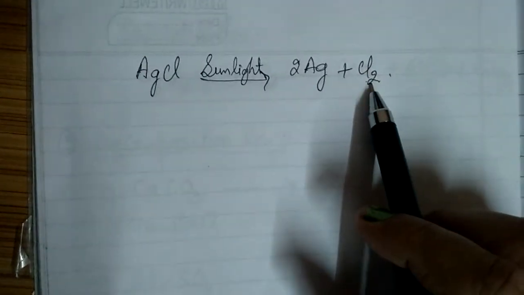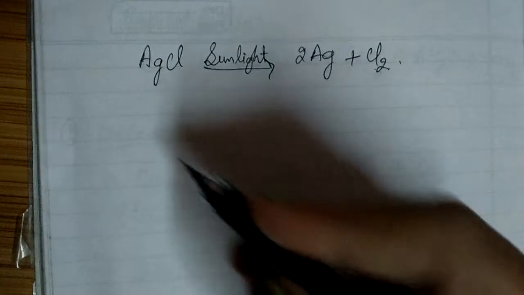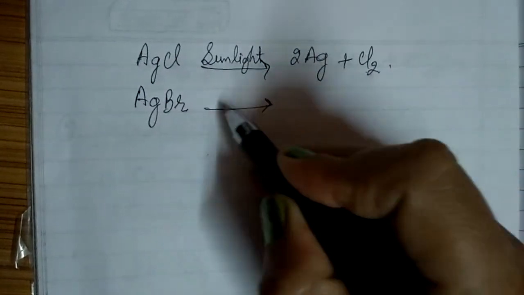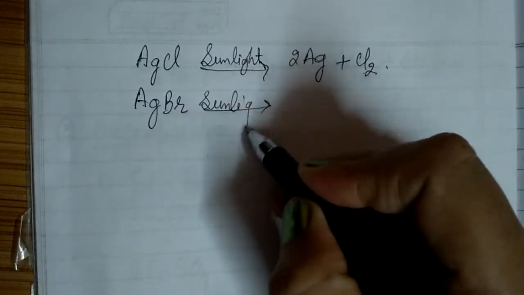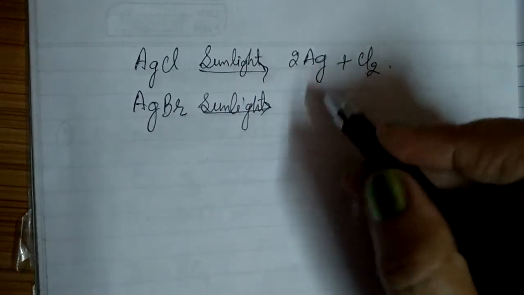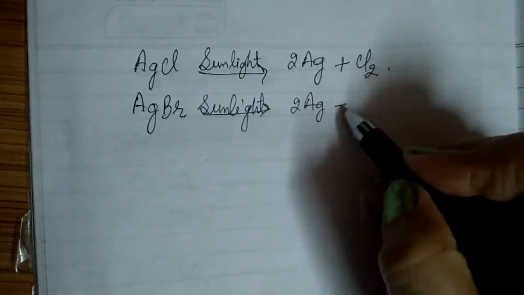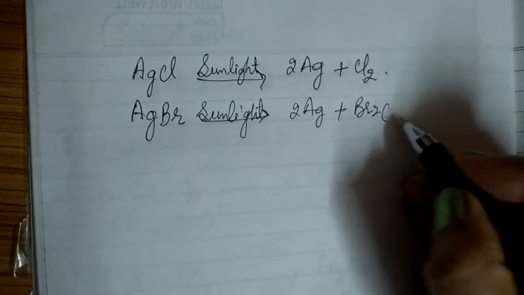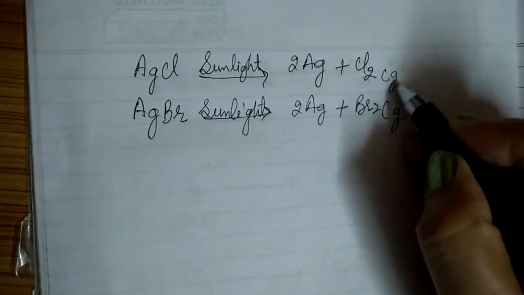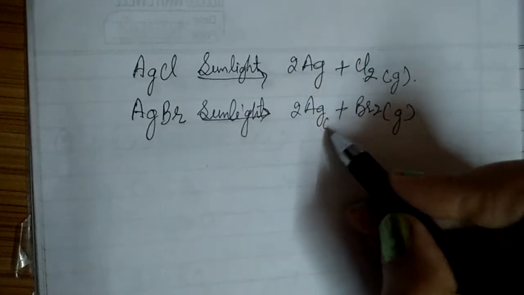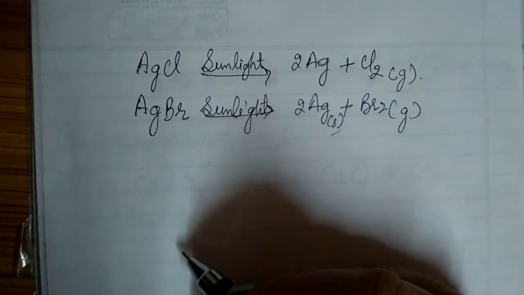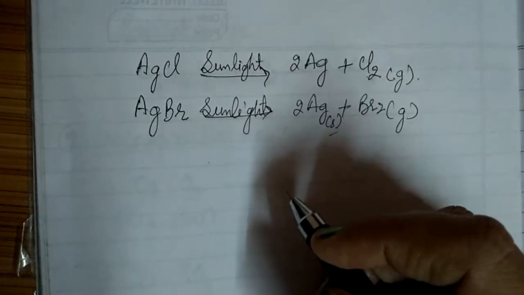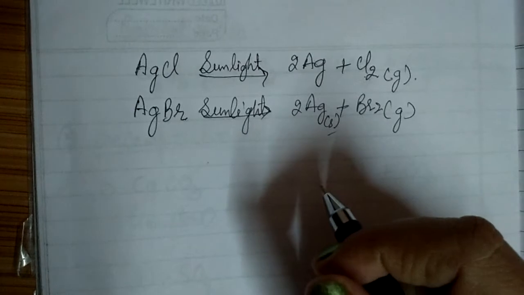separated out. Another example of this decomposition is silver bromide. Silver bromide in the presence of the sunlight decomposes to give silver and bromine. This bromine and chlorine here is released in the form of gas, while the silver is collected in the form of solid. And both of these examples are used in photography, as I told you earlier also, black and white photography.